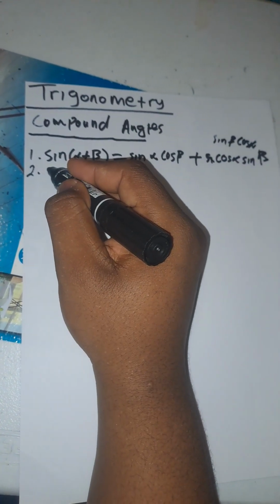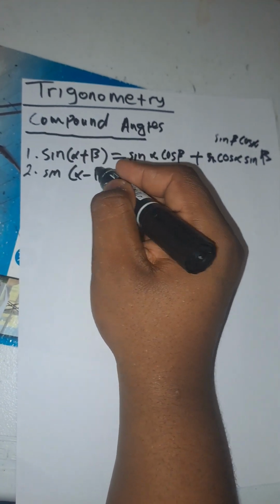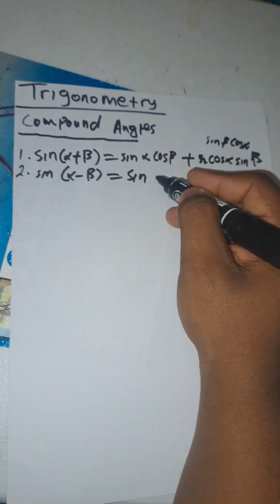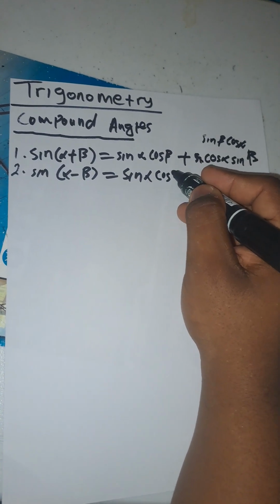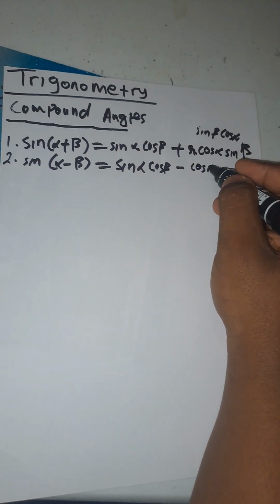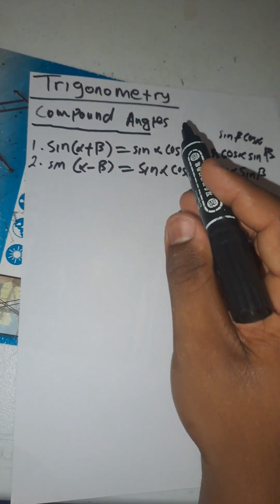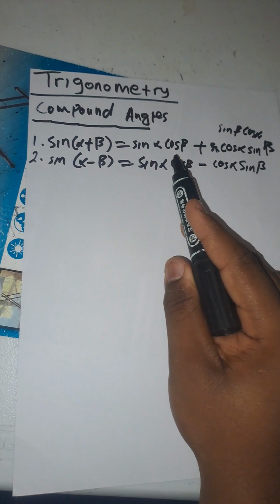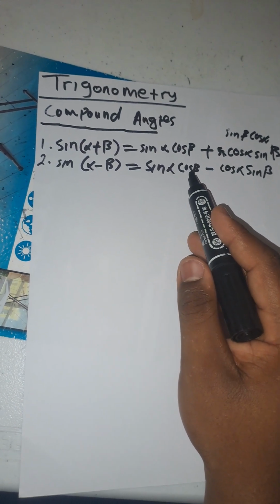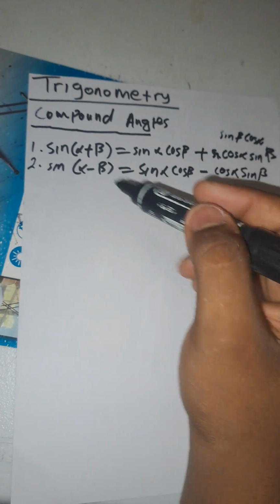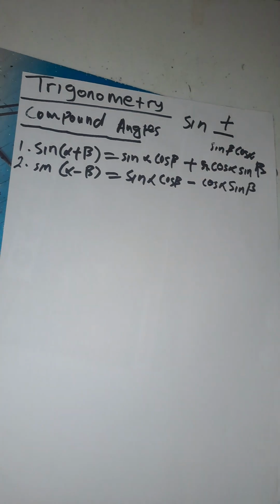So let's check number 2. Sine alpha minus beta is equal to sine alpha cos beta minus cos alpha sine beta. And one thing that you have to know about the sine is that the sine respects the sign. The trig ratio sine respects the sign, plus and minus. What do I mean by that? I mean, if it is negative here, even there it will be negative. Now check cos.